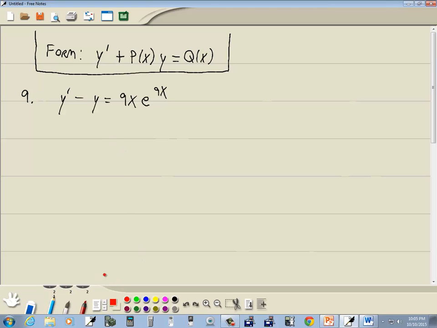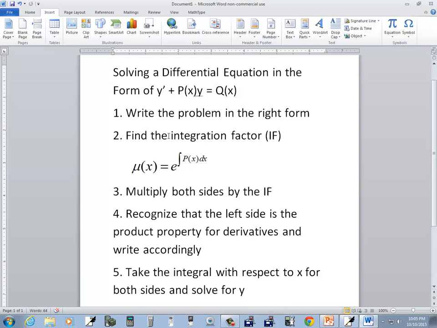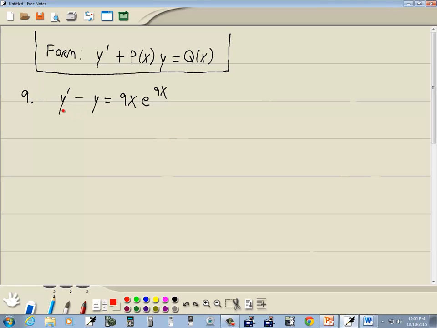Okay, step 1. Write the problem in the right form. It is in the right form. Y prime's by itself, nothing in front of it. Y's over here with it, and then the rest of it's over here. Remember, whatever number's in front of our y is going to be our p of x, which in this case is the invisible 1, so that's a negative 1. So we don't have to do step 1.